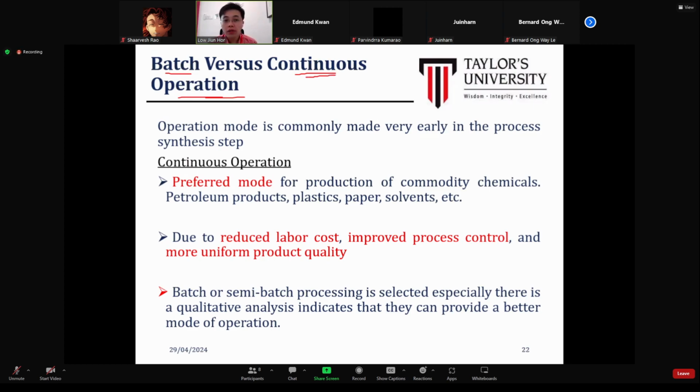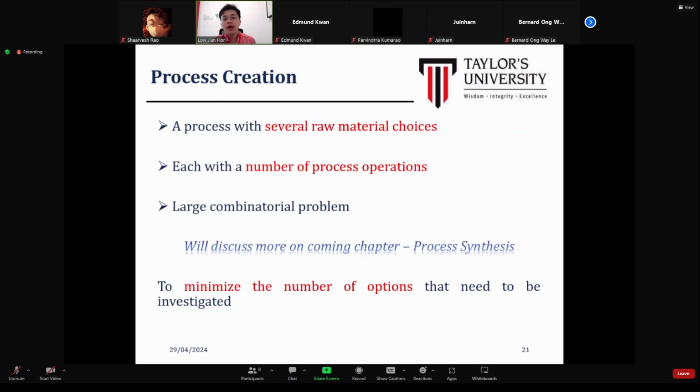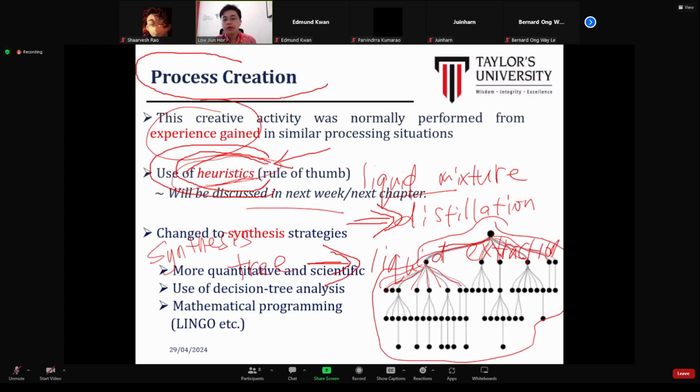But continuous operation is different. For continuous operation, the raw material keeps feeding into the process plant, and at the same time the product keeps being extracted from the chemical plant. This is what we call continuous operation. So we need to select the suitable operation mode for the possible reaction pathway that you identified.